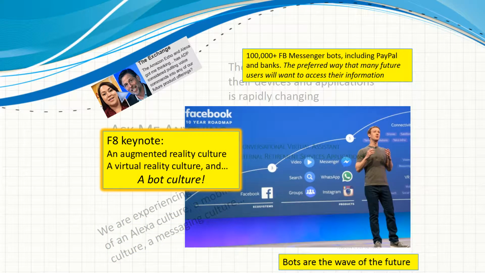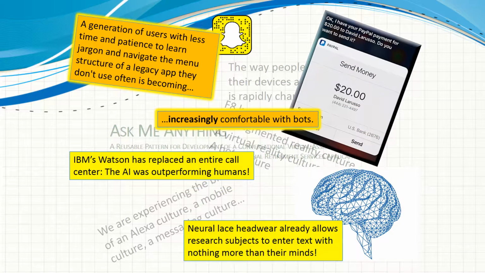The consensus in the industry is that bots are the wave of the future. A generation of users with less time and patience to learn jargon and navigate the menu structure of a legacy app they don't use often is becoming increasingly comfortable with bots. IBM's Watson has replaced an entire call center. The AI was outperforming humans. Neural lace headwear already allows research subjects to enter text with nothing more than their minds.